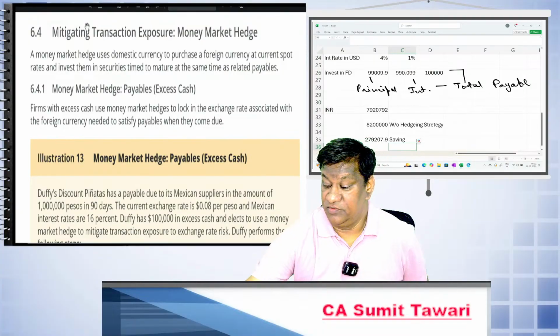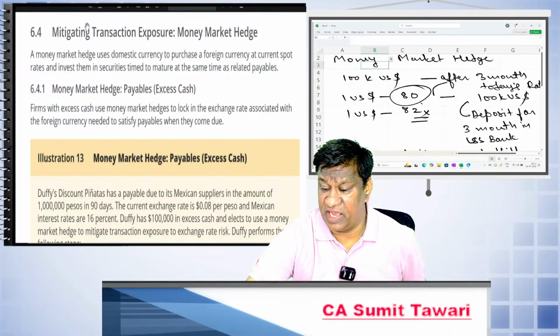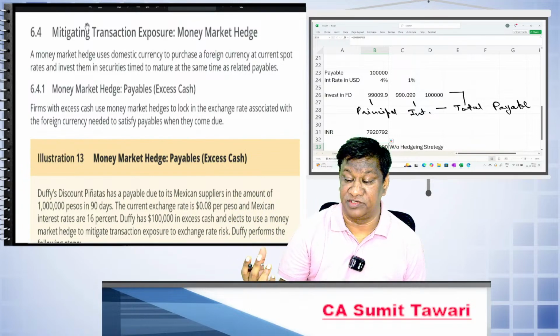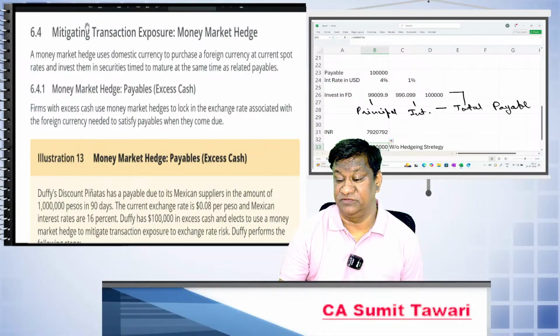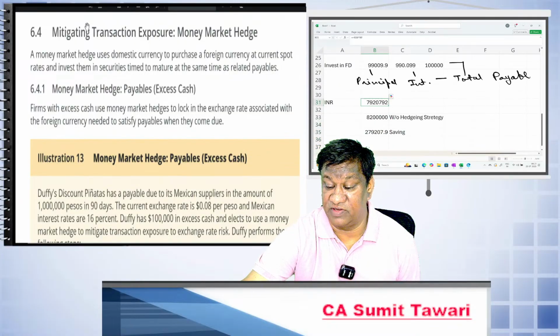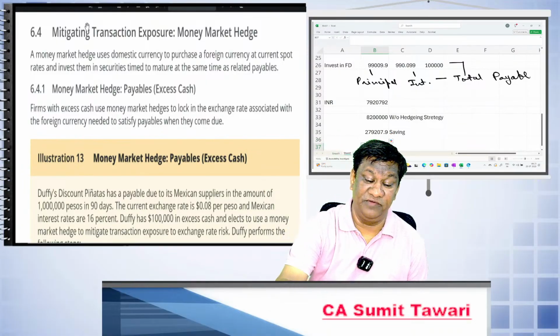Are you able to understand? What I did here: instead of waiting for 3 months and going with a higher exchange rate, I decided to convert the INR amount to the US dollar, which is my actual payable. Then I deposit it in the US bank so that I can earn some interest for the period. The net proceeds after getting the interest are equal to my total payable. If I adopt this strategy, I need to pay 79 lakh 20,792 INR. If I have not adopted this strategy, I need to pay 82 lakh after 3 months, and this may generate a saving of approximately 2,79,000. This is what happens when we have excess cash.